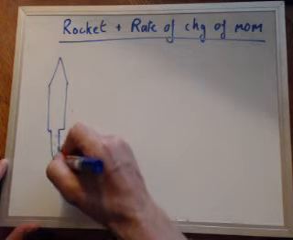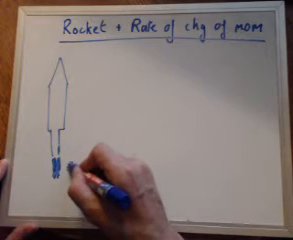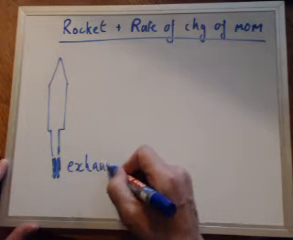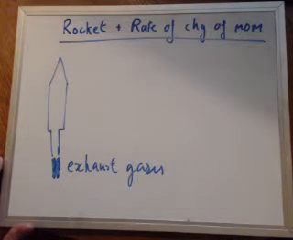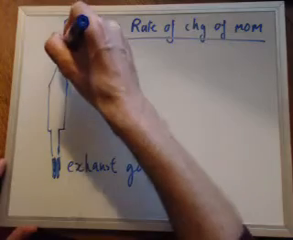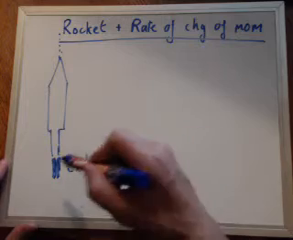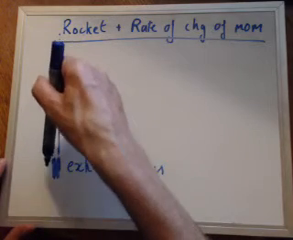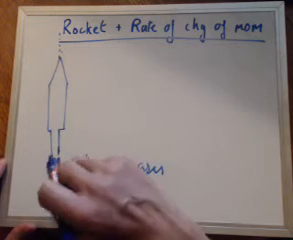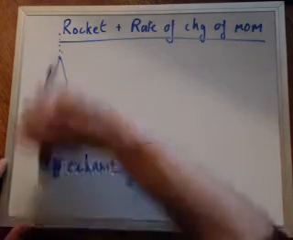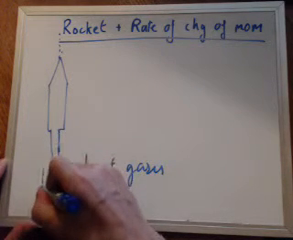and at the bottom this here represents the exhaust gases. Now the exhaustion of these gases is what makes the rocket go forward, due to Newton's third law, which says there'll be a force acting that way due to the rate of change of momentum, and that force will produce an equal and opposite force acting that way. Okay, so let's have a look at what the force is.